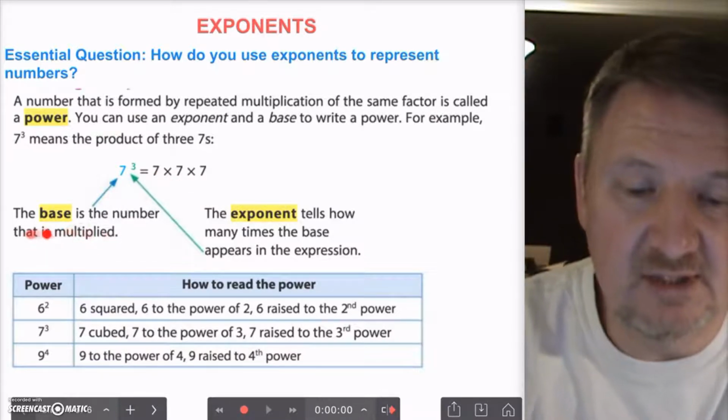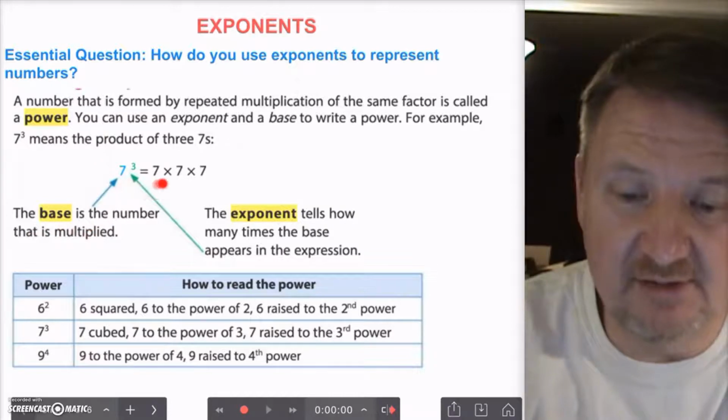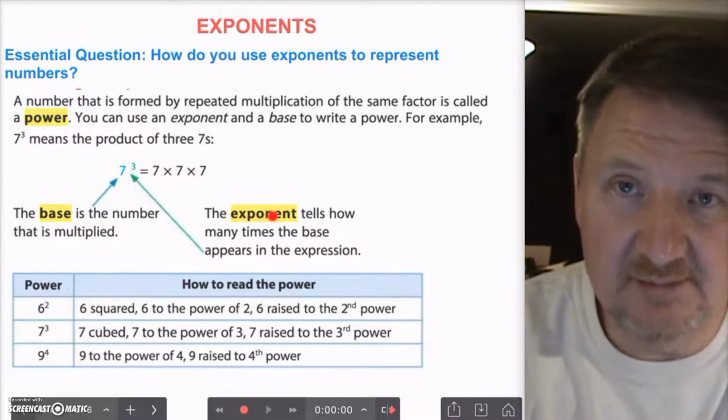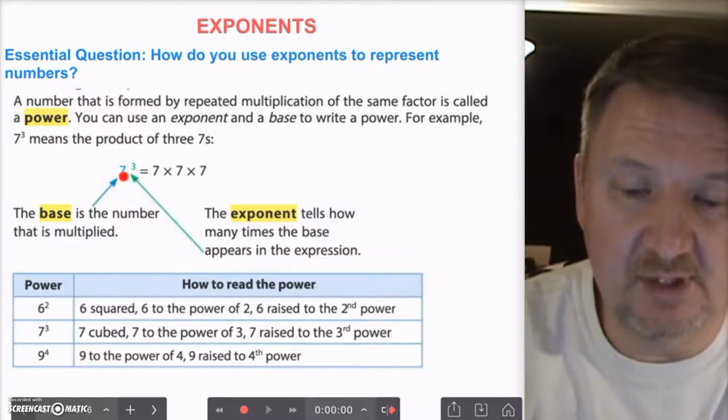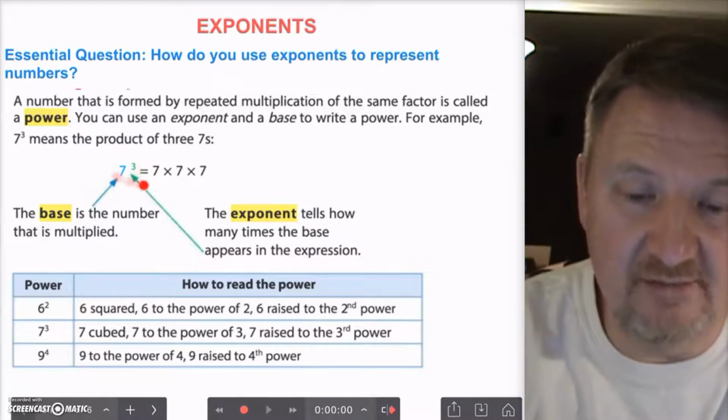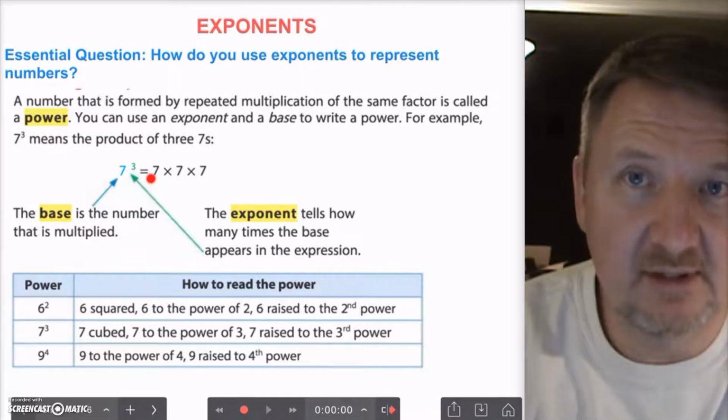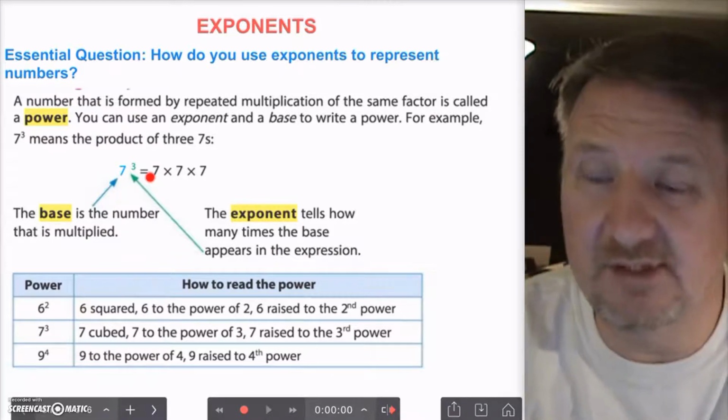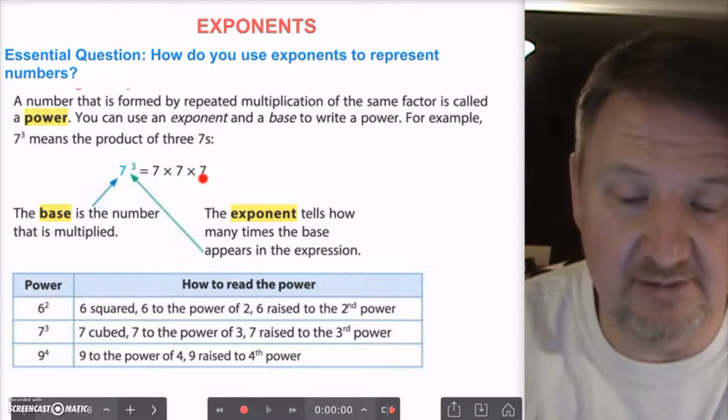The base is the number that's being multiplied. That's the 7 in this case. You got 3 of them. The exponent tells how many times the base appears in the expression. So 7 to the third power means 7 is multiplied 3 times. Not times 3, but 3 times. 7 times 7 times 7.